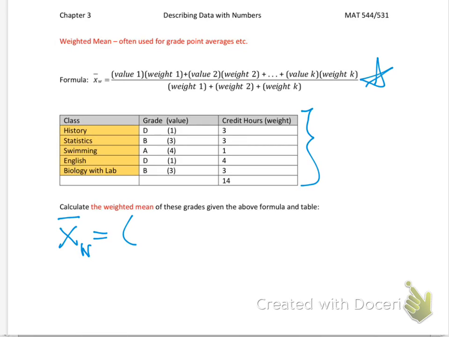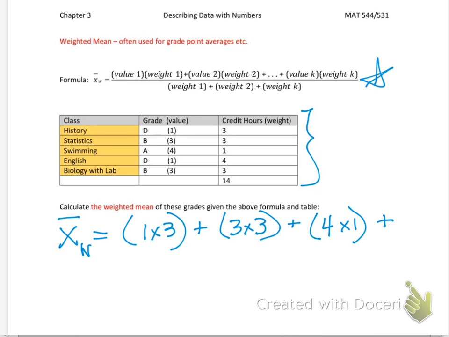average. Okay, you would take the D, which is 1, and you would say 1 for the value times 3 for its weight, since you have 3 credit hours. Plus, for statistics, that's a 3 credit course, or that's a 3 for a value because you have a B, and it's also a 3 credit course, so it's weighted heavier than a 1 credit course, and that's how you weight it, by the weight that's assigned in the credit hours. Okay, for swimming, you have a value of an A, which gives you a 4, but that weight is only a 1. Okay, we're going to continue.